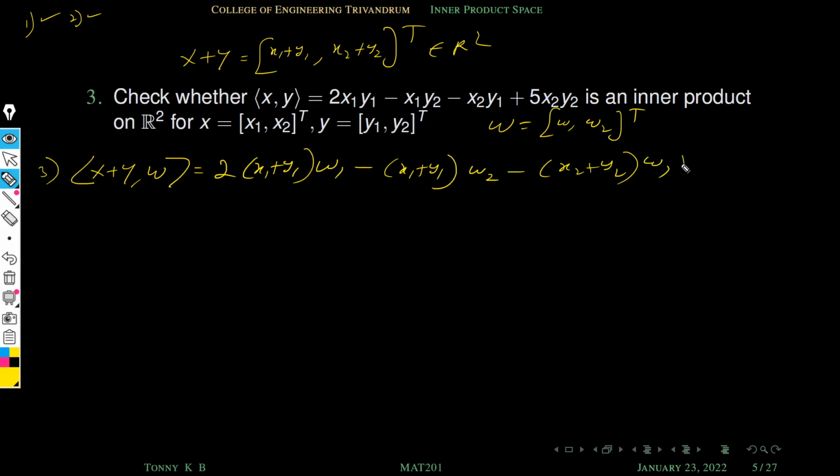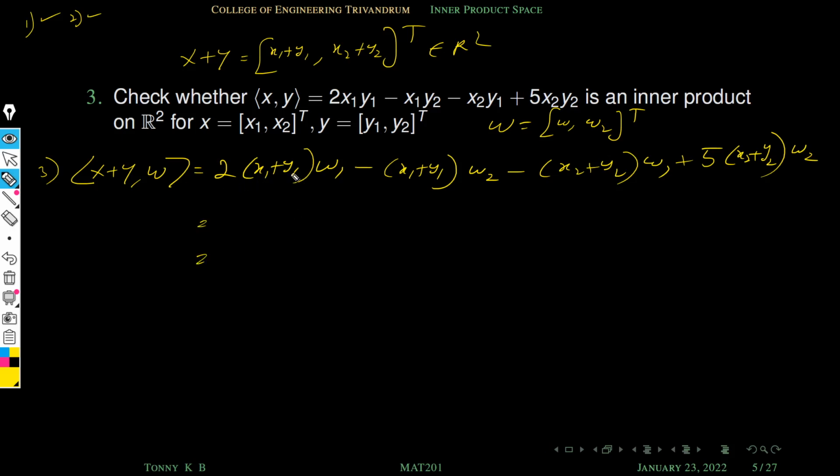Clear? And plus 5 x2 y2. What is x2? x2 is x2 plus y2. Sorry, this is x2 y2. What is y2? y2 is the second coordinate of y. Here instead of y it is w. So it is w2. Okay, so this is the inner product of x plus y comma w.